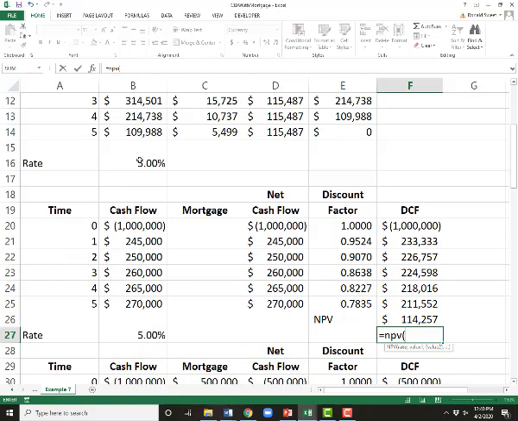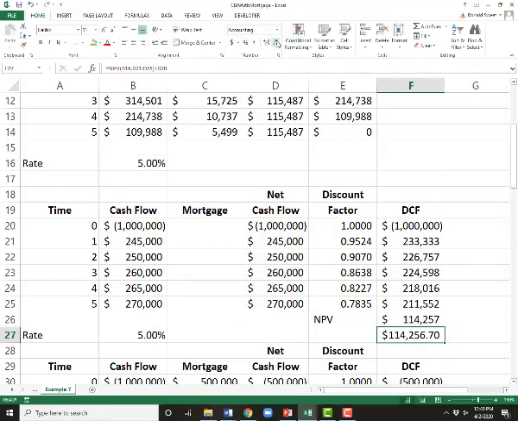The NPV function, you give it the rate. You highlight the benefits before discounting them. And then you add the upfront costs. And you can see you get the exact same answer, 114,257. So that's the net present value. I'm discounting each cash flow, and because I'm doing it annually, I'm assuming all these cash flows happen at the end of the year. So there's your net present value.